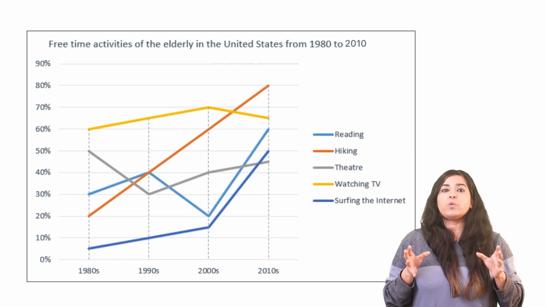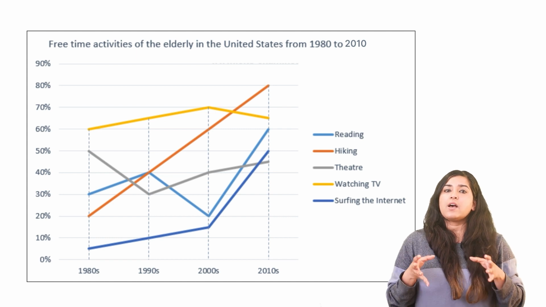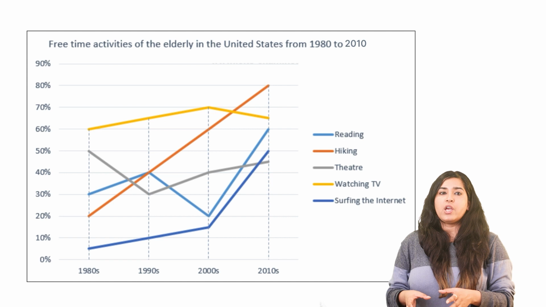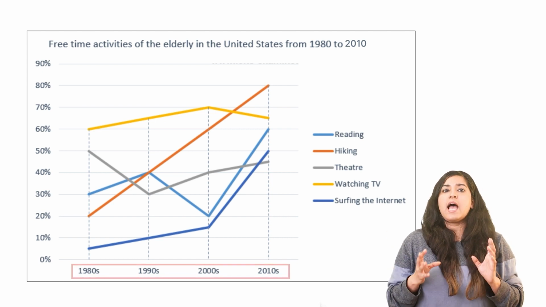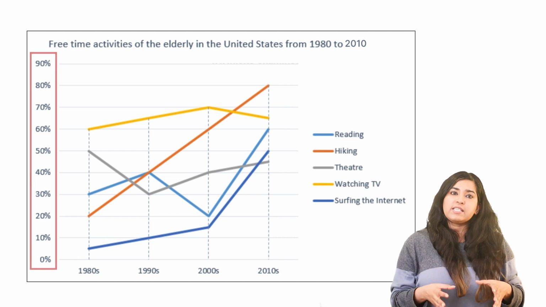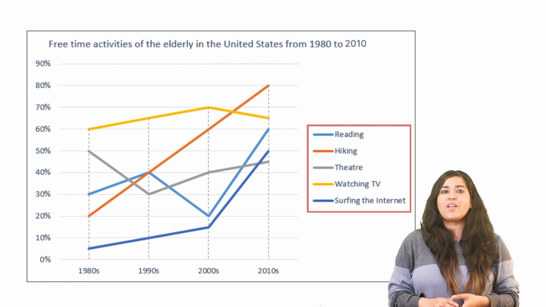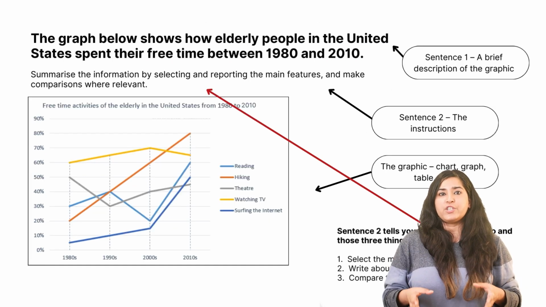So we can see that we are looking at a line graph that shows us the free time activities of the elderly in the US from 1980 to 2010. We can see the x-axis shows us the time period in years, and the y-axis is in the form of percentages. We also have a key to indicate the different activities. All right, let's move on to the next step, which is identifying the main features.